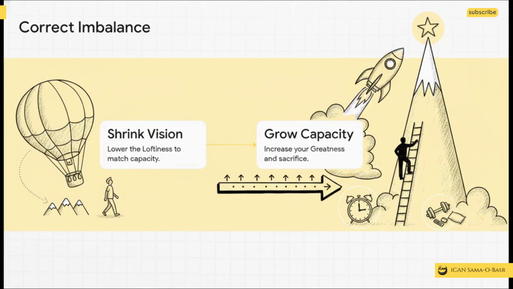choices here. Choice number one, you have to shrink the vision. Lower the loftiness so that it perfectly matches your current capacity for effort. You have to be totally honest with yourself and just scale it back. Or, choice number two, drastically elevate your greatness. Keep that massive, world-changing vision, but you've got to step up your game. Start waking up at 3:30 a.m. Start making the hard sacrifices required to meet that demand. You literally have to match the cost, or it simply will not happen.